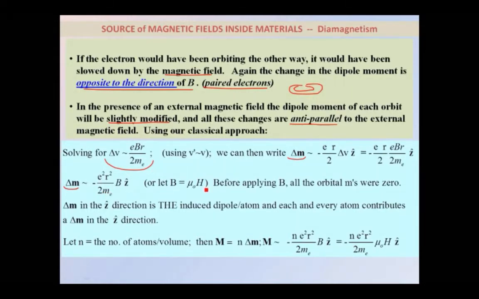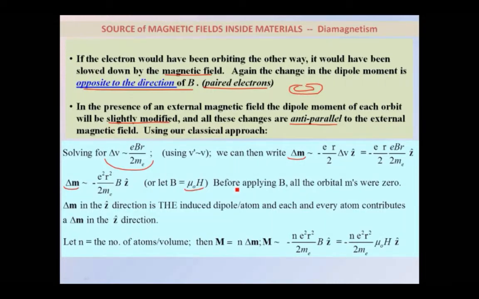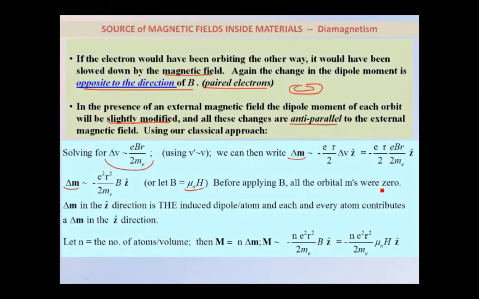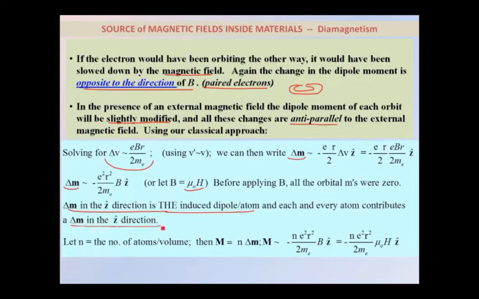If we wanted to, we could put in H. I'm not going to do it, but this would be changing B into H, and so we'd introduce a mu 0. Before applying B, in the 2-electron case, all the orbital M's were 0. So we didn't have, by the way, any orbital angular momentum. Delta M in the z direction is the induced dipole per atom, and each and every atom contributes a delta M in the same direction.